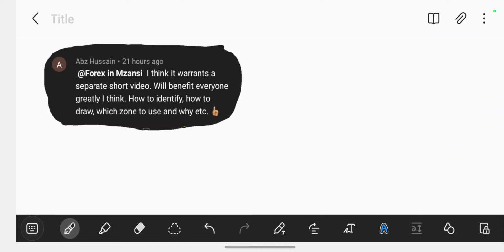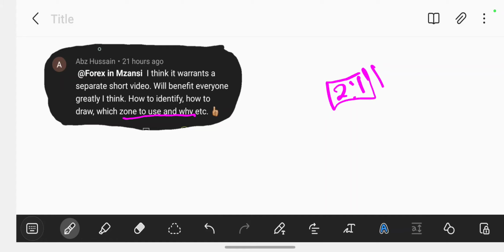So after identifying your zones and marking them, the only ones that you're going to entertain are the ones that give you 2:1. That's the minimum requirement that your zone must have. But it doesn't mean every zone that gives you 2:1 is going to be where you're going to trade it, which is the last part of the question. Which zone are you going to use and why?